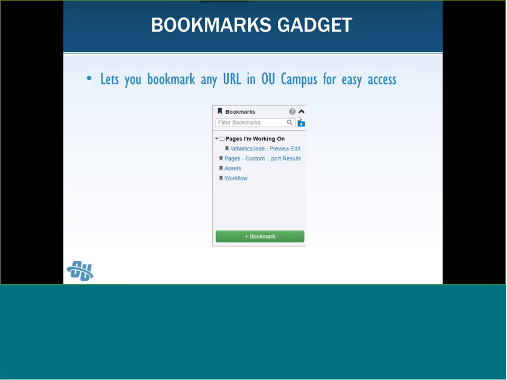The next option we have is the Bookmarks Gadget, and the Bookmarks Gadget is going to allow you to easily bookmark any URL in OU Campus for easy access. So say, for example, you have a couple files that you are working on consistently and always need to be updated. Maybe you bookmark them in the gadget for easy access.